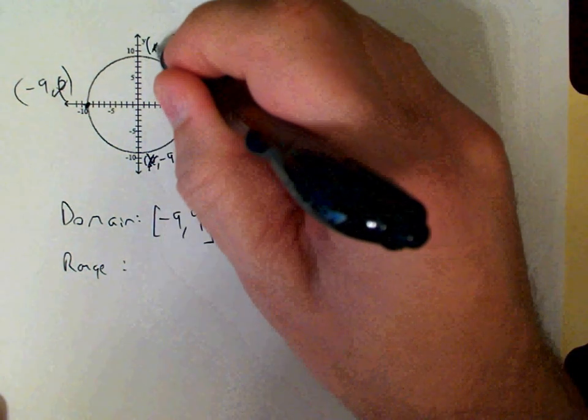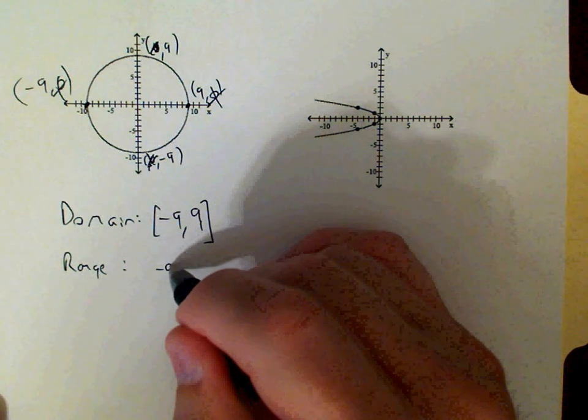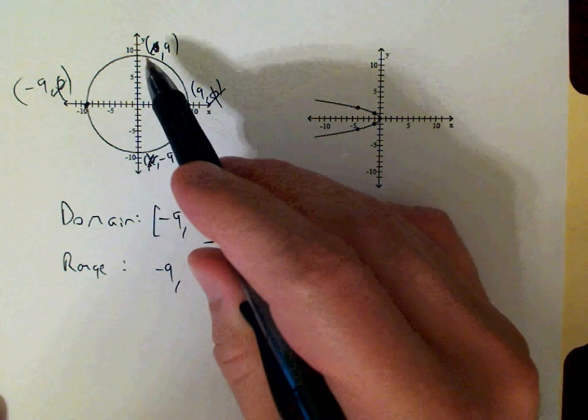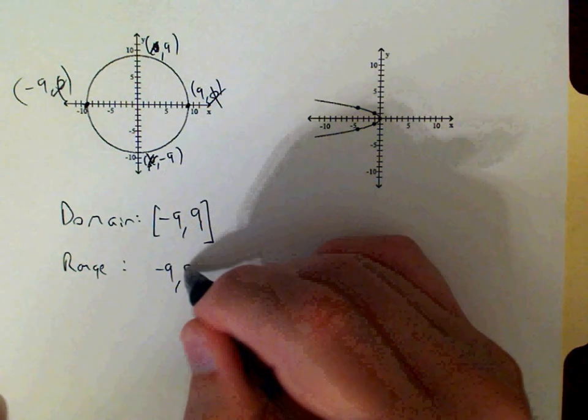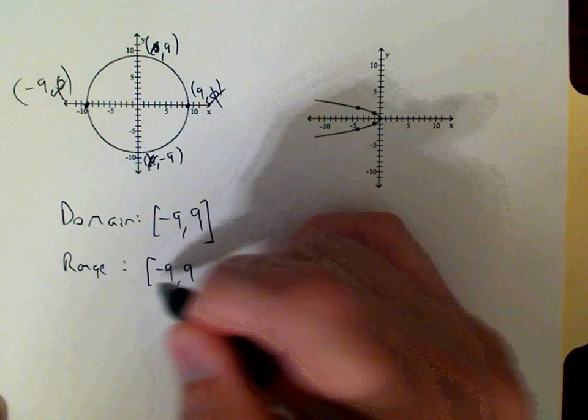Got that? I'm going to mark them out. So how far down is it going? Or what's the lowest y value? -9. How far up is it going? Or what's the highest y value? +9. Since the circle crosses there, those points are included, which means those y values are included. So I'm going to use brackets around both of them.